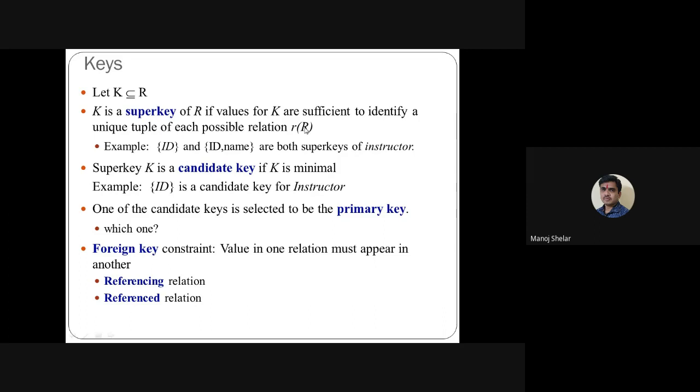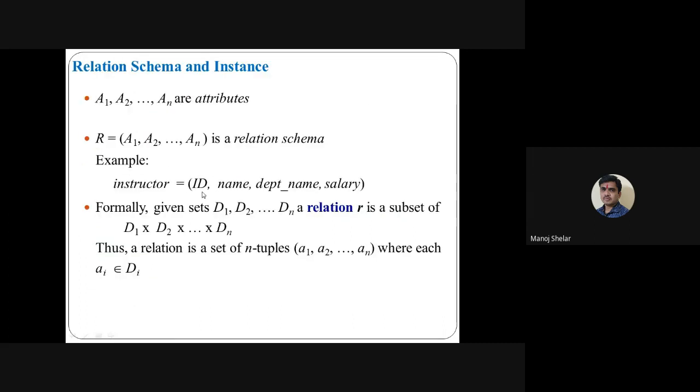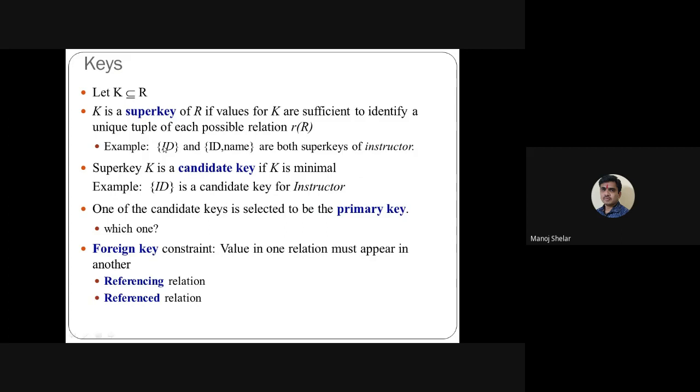Example: ID, and ID with name, are both super keys of the instructor as per the requirement. ID is the key attribute of the instructor. So ID is a super key, no problem. ID and name is also a super key, no problem.